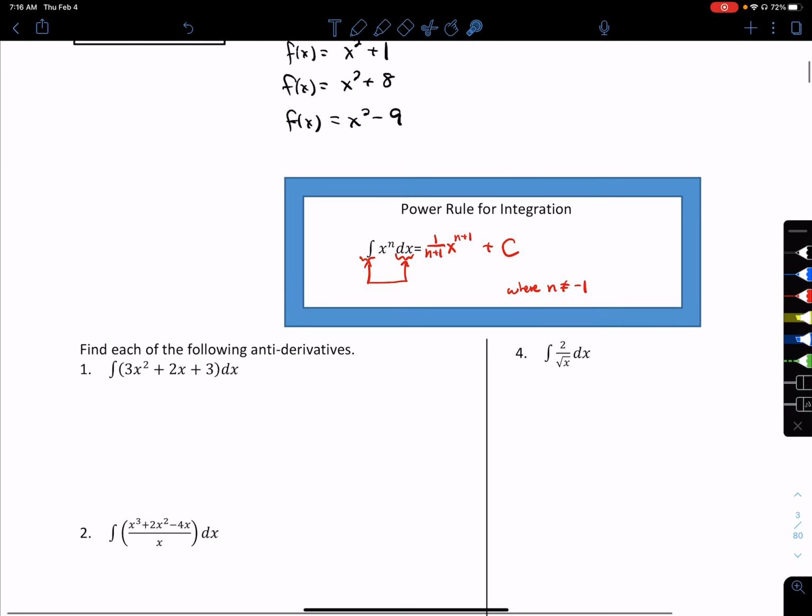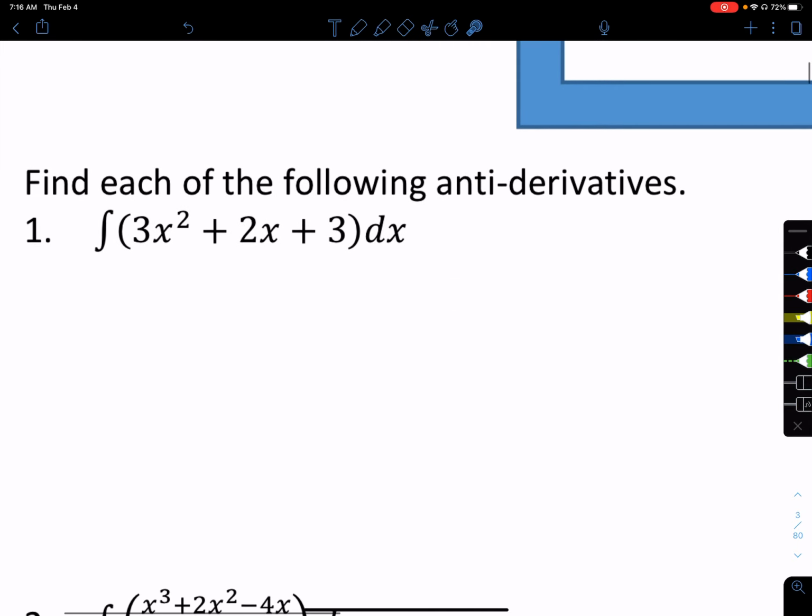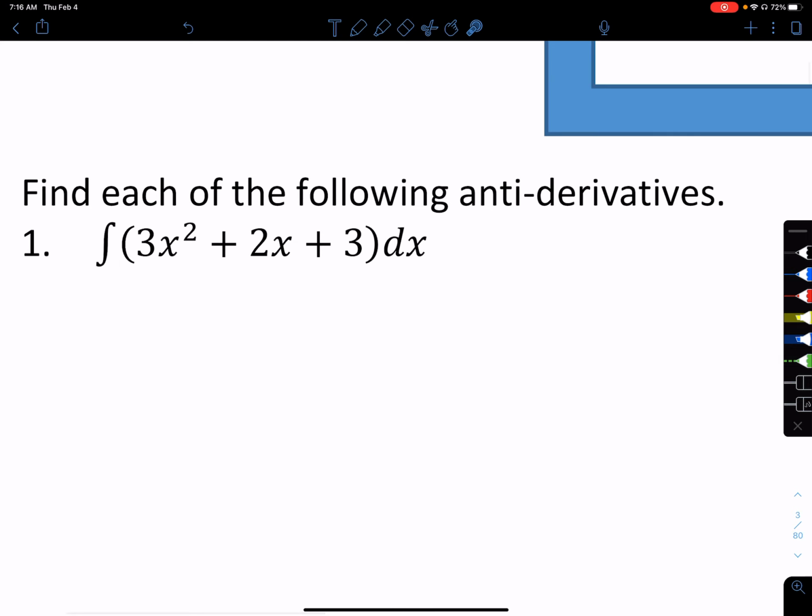Let's see if we can apply this to an easy problem. Find each of the following antiderivatives. Now we have multiple terms, so we're going to integrate each term. Let's take this first one, 3x squared. We have the 3, we add 1 to the exponent, 2 plus 1 is 3, and then multiply by the reciprocal. If you get to this point and you think, I don't know if I did that right, take the derivative. If I put 3 in front, the 3 and the 1/3 cancel, subtract 1 from the exponent, I get x squared. So that checks out.